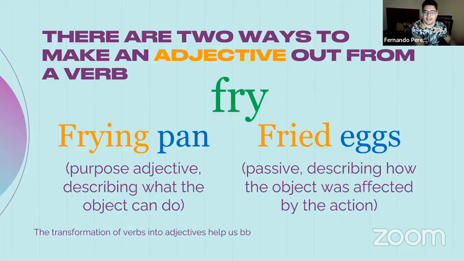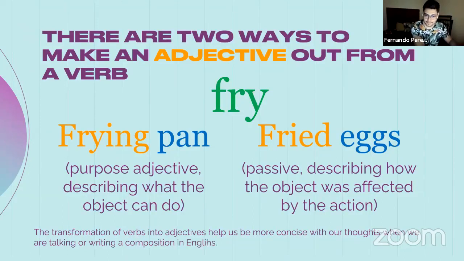Help us be more concise with our thoughts when we are talking or writing composition in English. This type of ability will allow you to eliminate connectors and other words that are really not necessary when you're speaking. It's easier and faster to talk using complex nouns like this, a noun that has an adjective before it.